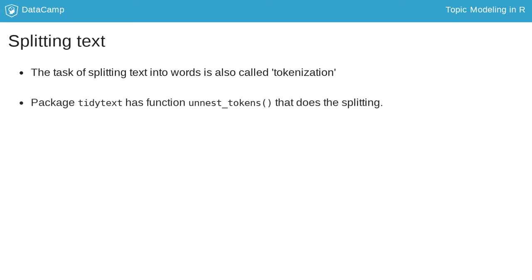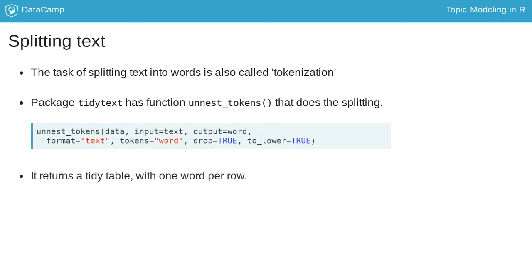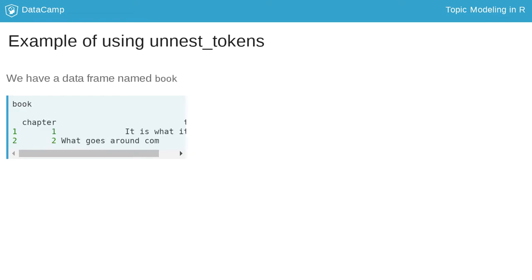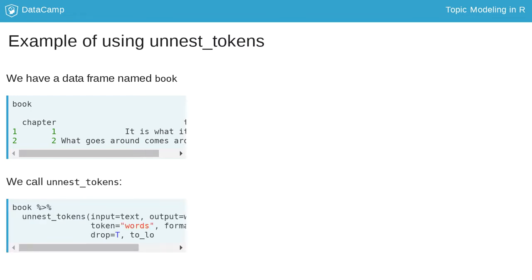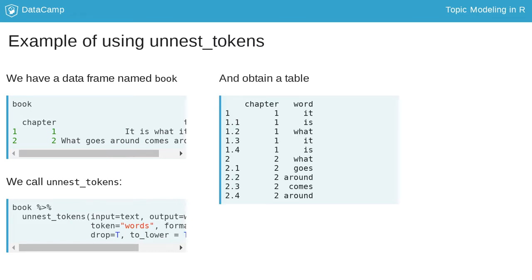Package tidytext has a function unnest_tokens that performs tokenization. The function takes a column from a table, splits it into words, and by default, it will drop the column with text. It will also convert the output to lowercase. We have a data frame named book. It has two columns, chapter and text. We call unnest_tokens, instructing that the column with tokens should be named word, and that column text should be dropped. We get back a table in which each word is in its own row.